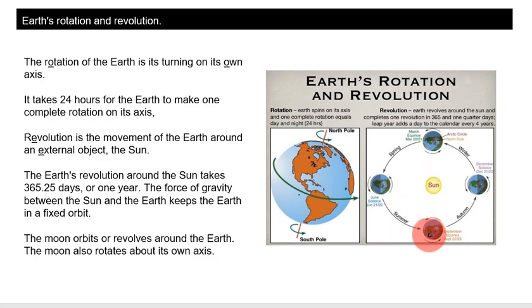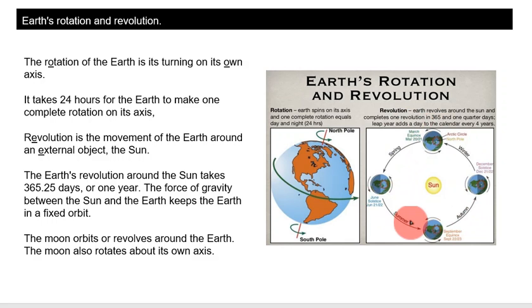Then you have the Earth revolves around the sun, like so. The sun's in the middle and the Earth revolves around it. So revolution: Earth revolves around the sun and completes one revolution in 365 days, plus a quarter day. Leap year adds a day to the calendar every 4 years. So this revolution of the Earth around the sun is what we call a year.